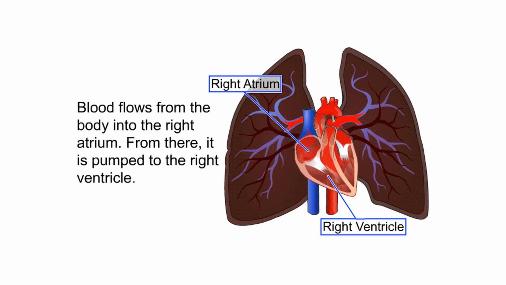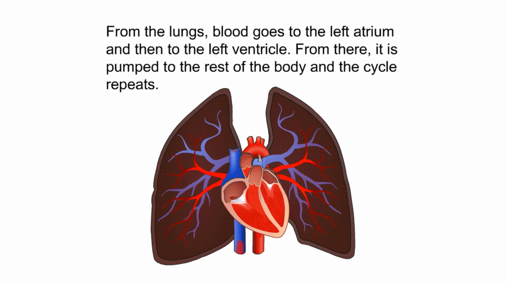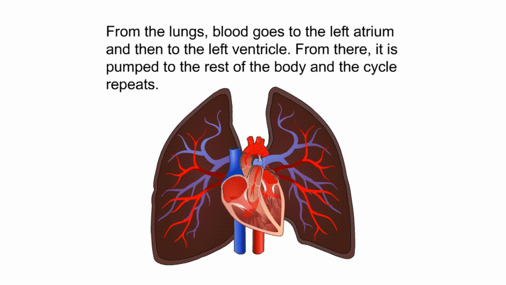Blood flows from the body into the right atrium. From there, it is pumped to the right ventricle. The right ventricle pumps blood into the lungs. In the lungs, blood is loaded with oxygen. From the lungs, blood goes to the left atrium and then to the left ventricle. From there, it is pumped to the rest of the body, and the cycle repeats.